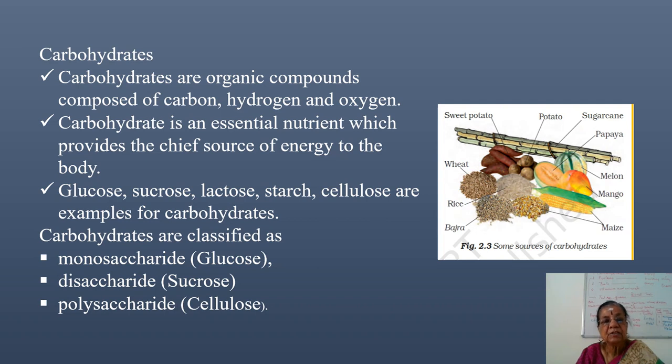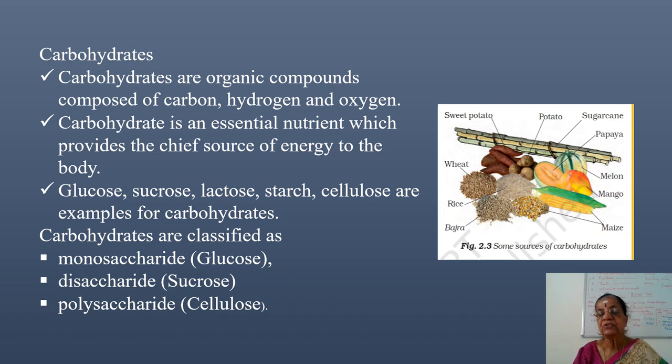Is it clear? And these carbohydrates are further classified into monosaccharide, glucose; disaccharide, sucrose; polysaccharide, cellulose. These are not in our book, you have to learn. Okay? You can pause the video a little and do it. So I repeat, carbohydrate is classified into monosaccharide, example glucose, disaccharide, example sucrose, and polysaccharide, example cellulose. Some of these are not in our book, so you have to learn from this.